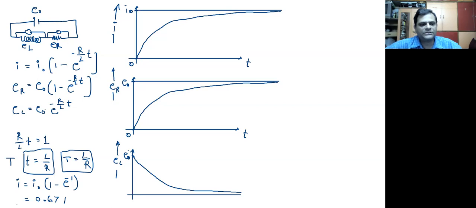Okay, so I will actually be equal to 0.67 times I naught, like this. So that means the RL time constant is such a time after which the current in the circuit just increases up to 0.67 times of the final current actually.